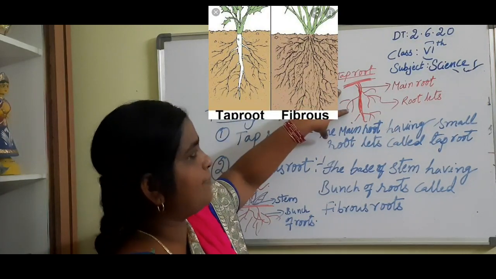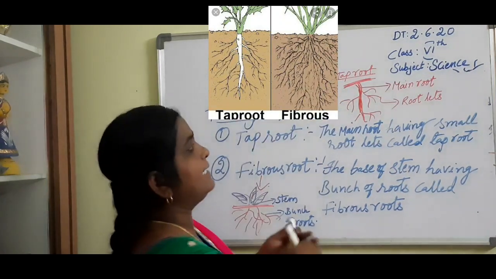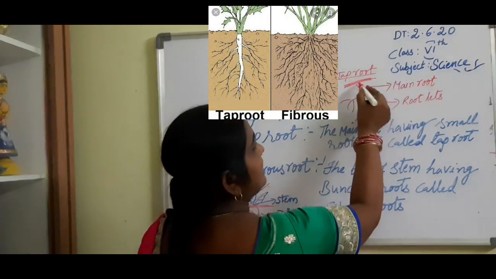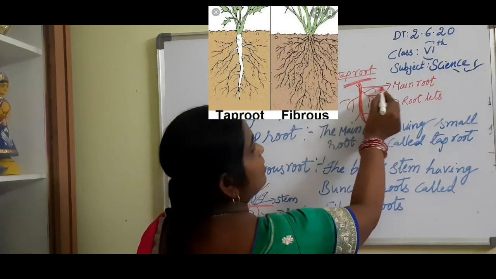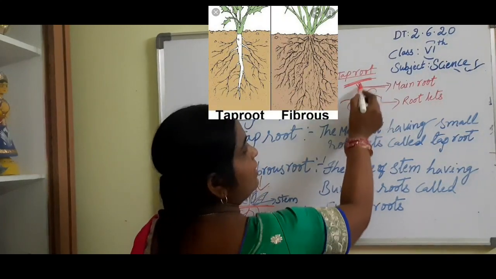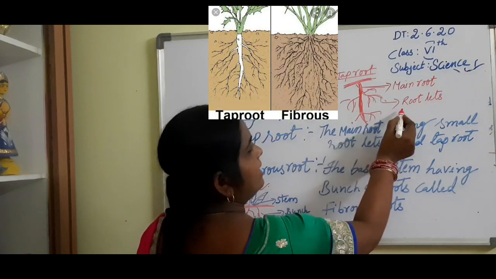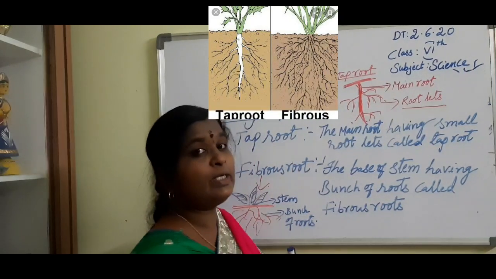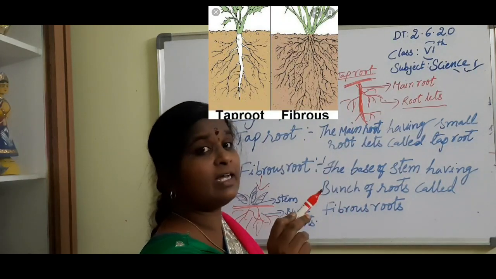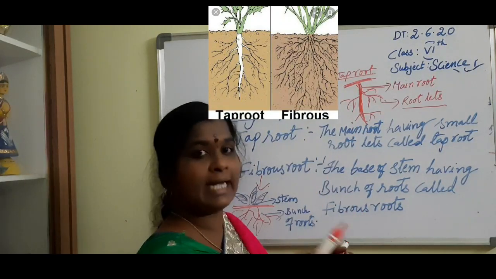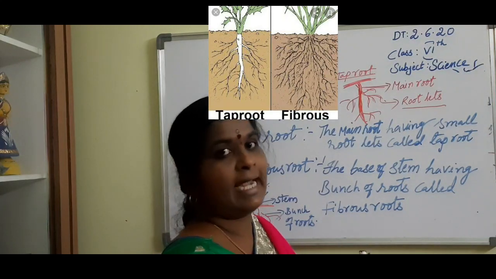This is the taproot, which means the root is thick here. Tell me, this root is thick. We call this the main root. From the main root, small branches of roots arise. They are nothing but rootlets. The plant which has a taproot, for example carrot, is an example for taproot. I will show the activity.